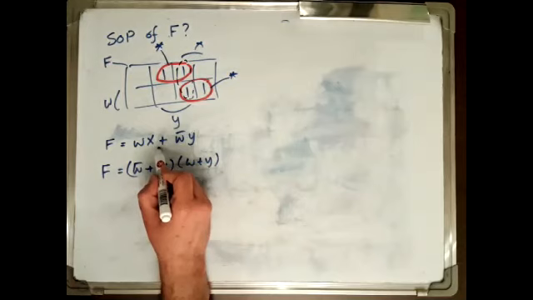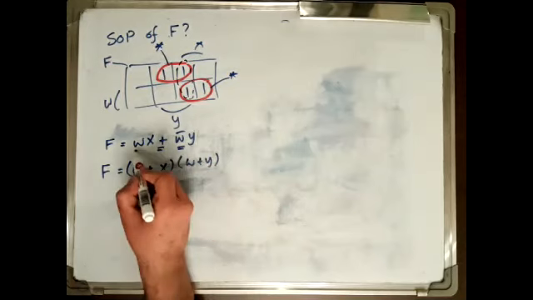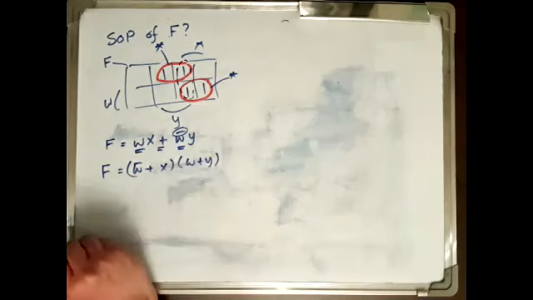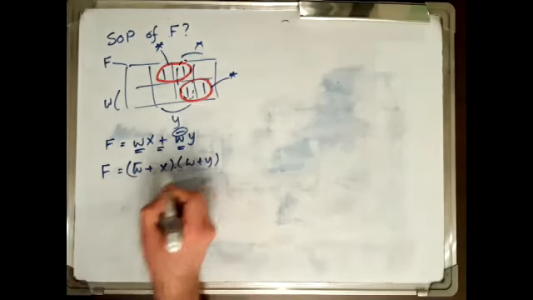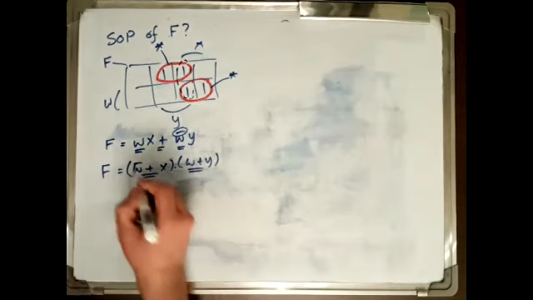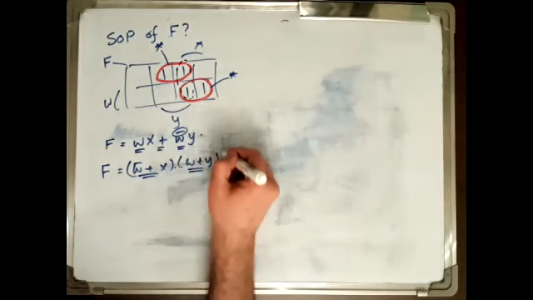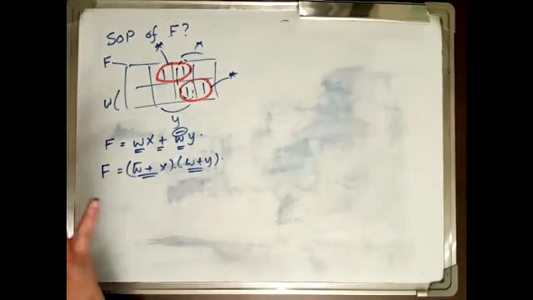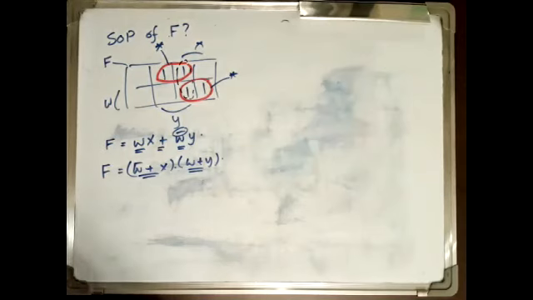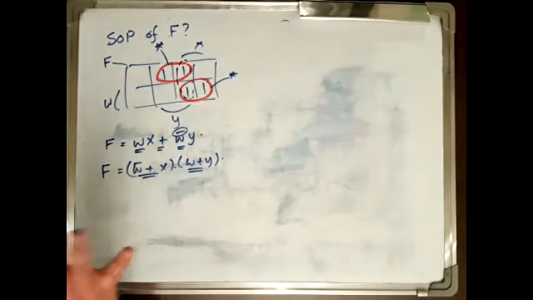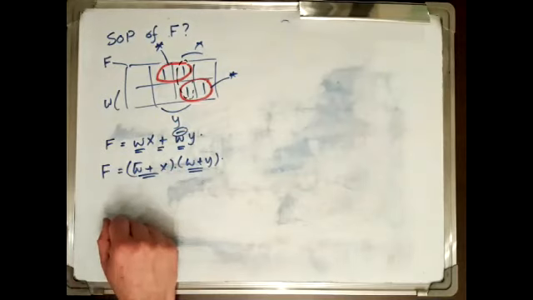Here we need one OR gate, two AND gates, and one inverter. Here we need one AND gate, two input OR gates, and one inverter, so the cost is the same for the two. If I just do the calculation of the cost using this simple approach, I just count the number of gates, then the SOP expression and the POS expression have the same cost.